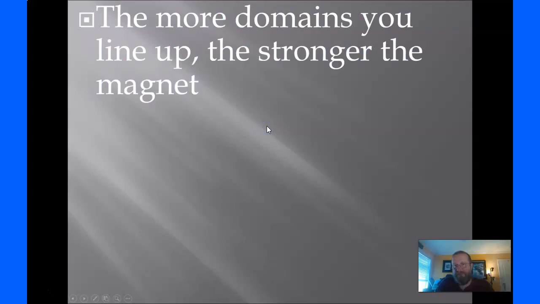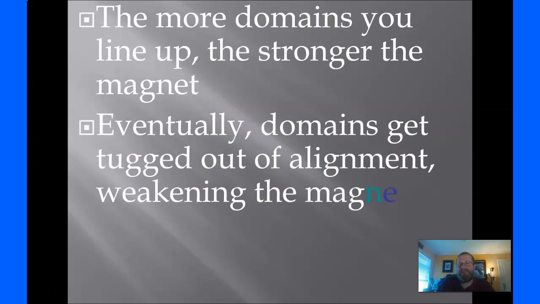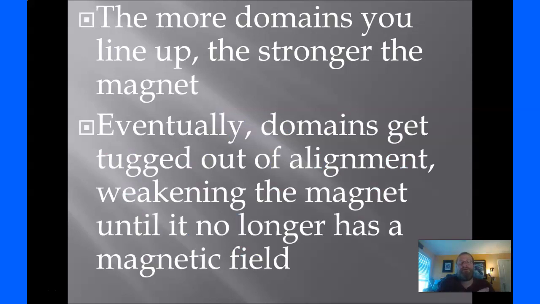The more domains line up, the stronger the magnet, but remember, all these magnets that we're dealing with exist on Earth, inside the Earth's magnetic field. Not super duper strong at any one point, but it's a constant tugging on the atoms inside your magnet. So eventually, domains get tugged out of alignment, weakening the magnet until there is no longer a magnetic field. All magnets eventually die. No, that's morbid. All magnets eventually demagnetize. That's a little more accurate. They weren't alive to begin with, they're just magnets.